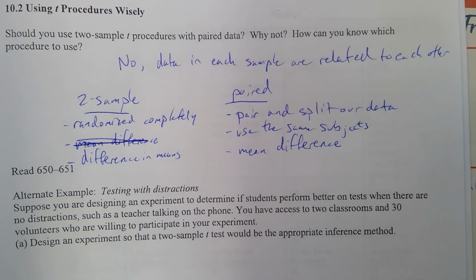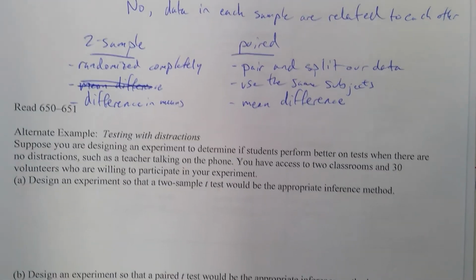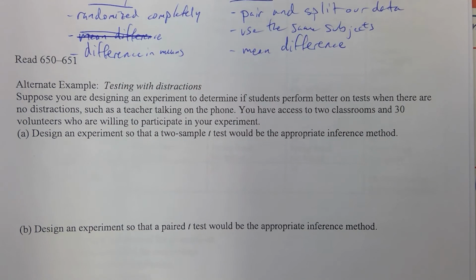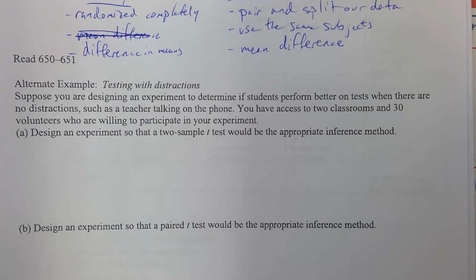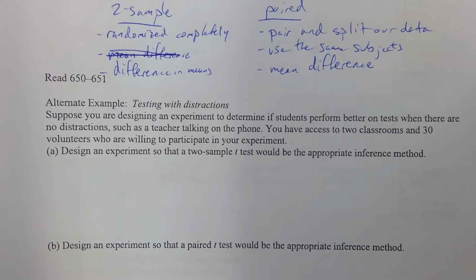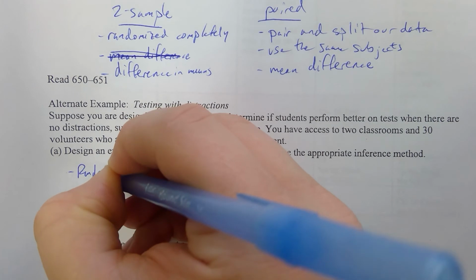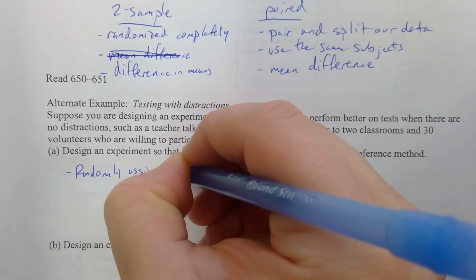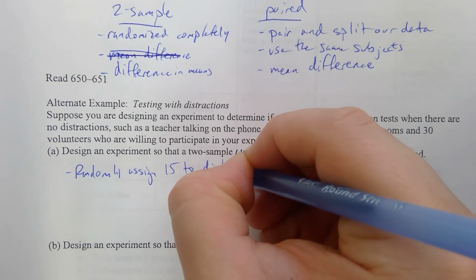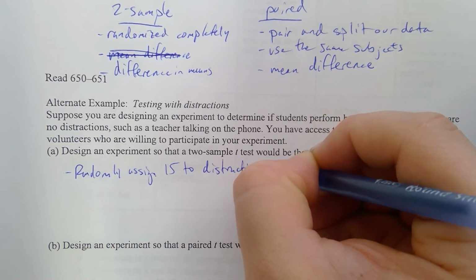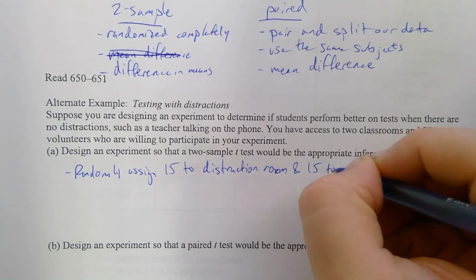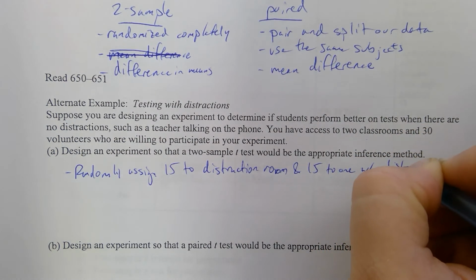So let's go look at an example where we're going to describe an experiment for a 2 sample t-test and then design an experiment for a paired t-test. So we are looking at distractions versus no distractions. We've got access to 2 classrooms and 30 volunteers who are willing to participate in our experiment. So if we're doing a 2 sample t-test for our inference method, I'm going to randomly assign 15 to a distraction room and 15 to one without distraction.